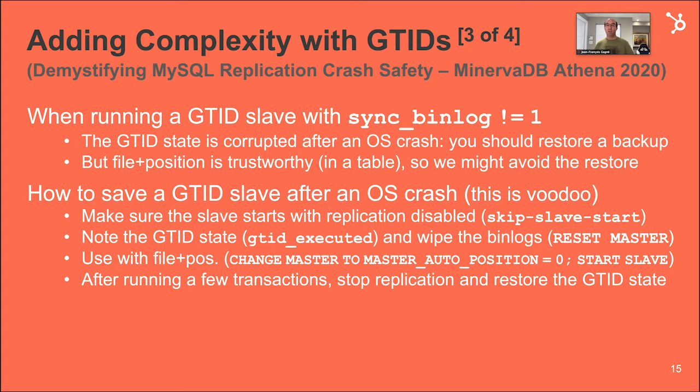It involves not starting replication automatically on that slave. And then it involves noting the GTID position. This position is not complete, so you have to know that it's partial. And then you wipe the binary logs with reset master to make sure that you don't have anything in your way. You use file and position replication, and then you start replication on the trustworthy file and position. Then you run a few transactions, so you'll start to have a GTID state on that slave. You stop replication, and then you restore the GTID state.